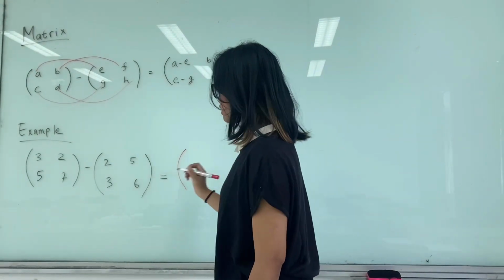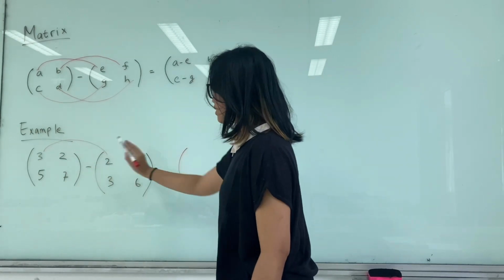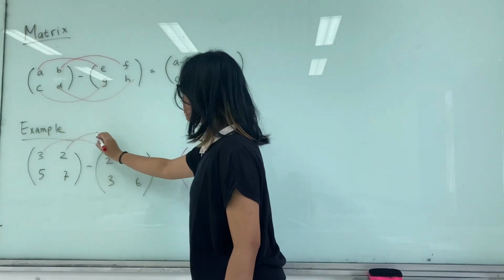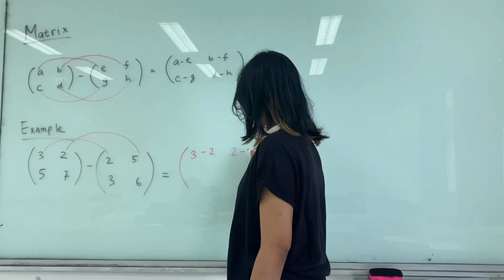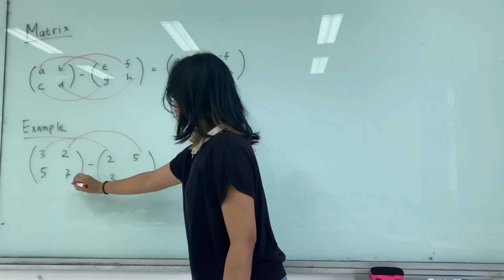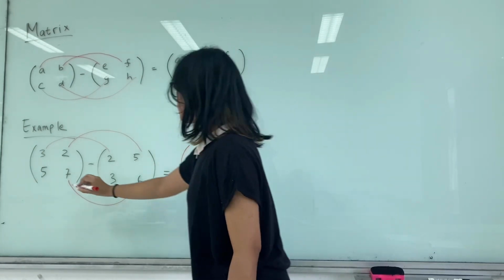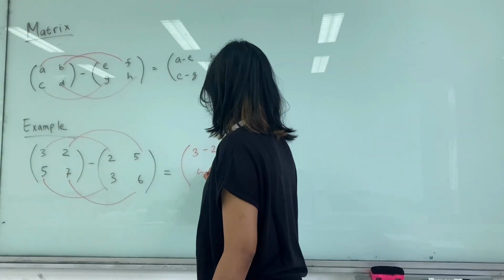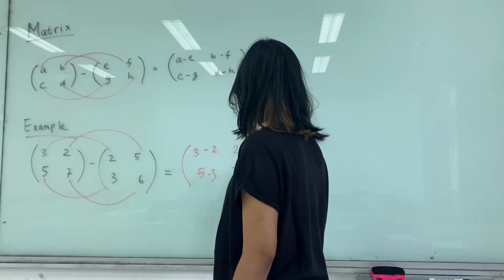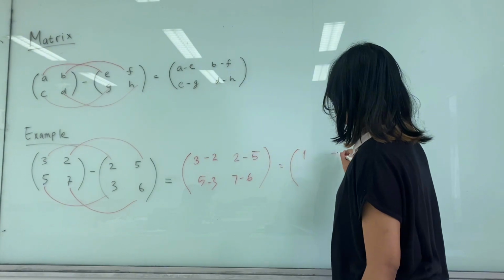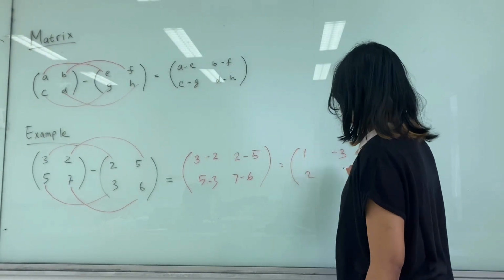So 3 minus 2, then 2 minus 5, 7 minus 6, and 5 minus 3. Which means the answer is 1, minus 3, 2, and 1.